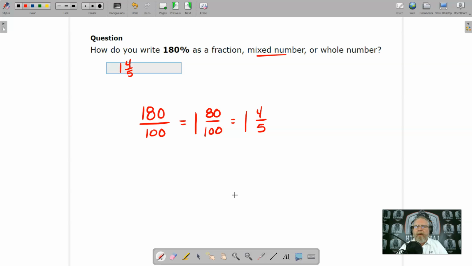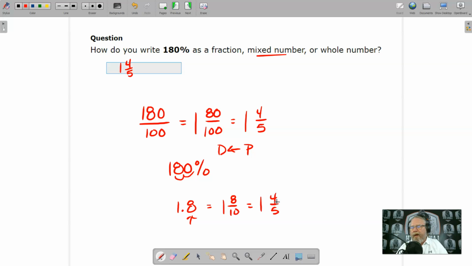Now, what was the other way? Oh, we can move the decimal, right? So if we take 180%, we are going to go from a percent to a decimal. So we're going to the left. So move the decimal over 1, 2 places. And we end up with 1.8. And then we could go ahead and write this as a mixed number. 1 and the 8 is in the tenths place. 8/10. And then we could simplify that even further. 8 will divide by 2, and that's 4. 10 will divide by 2, that's 5. We still come up with the same 1 4/5.